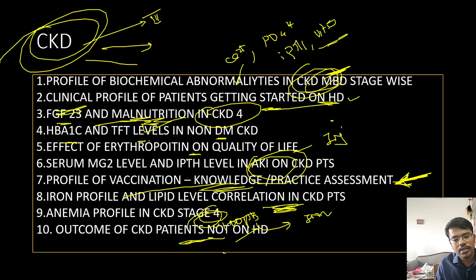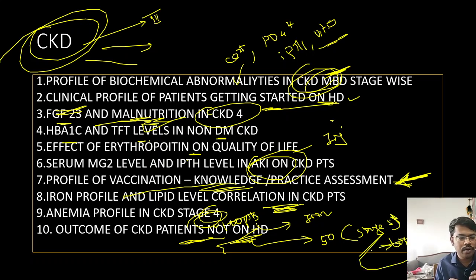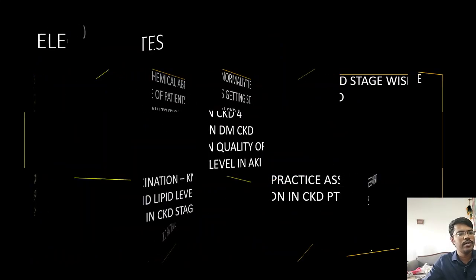Outcome of CKD patients not on dialysis. You can take around 15 CKD patients who are stage 5. You can classify them. Suppose they are more than 60 years, you can try to find the outcome of those patients who are not on dialysis and how they are performing after 3 months. These are some simplistic studies.